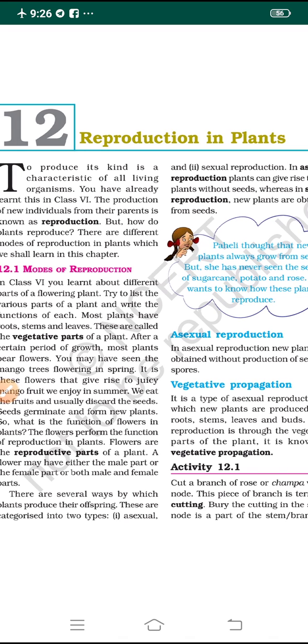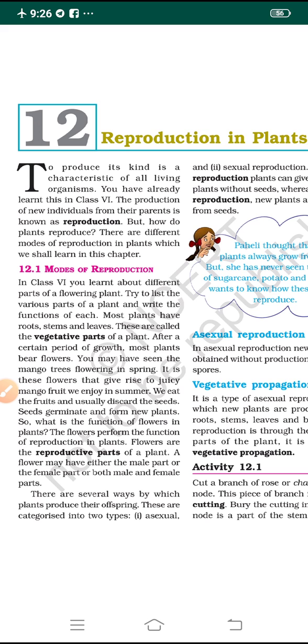As we all know, living things possess various types of characteristics. One such characteristic is to produce its own kind. That we have studied in class 6th. So let us remember the definition of reproduction. What do you mean by reproduction? Reproduction is the production of new individuals, that is, new young ones, from their parents. So we learned about reproduction.